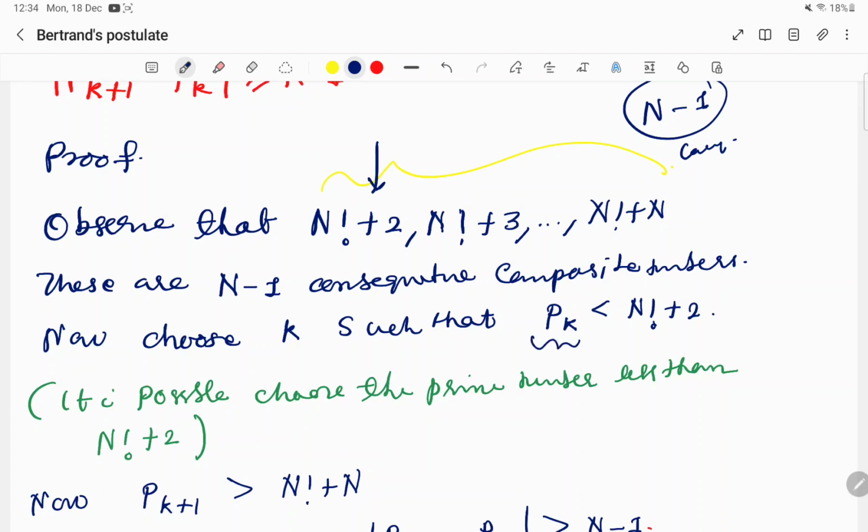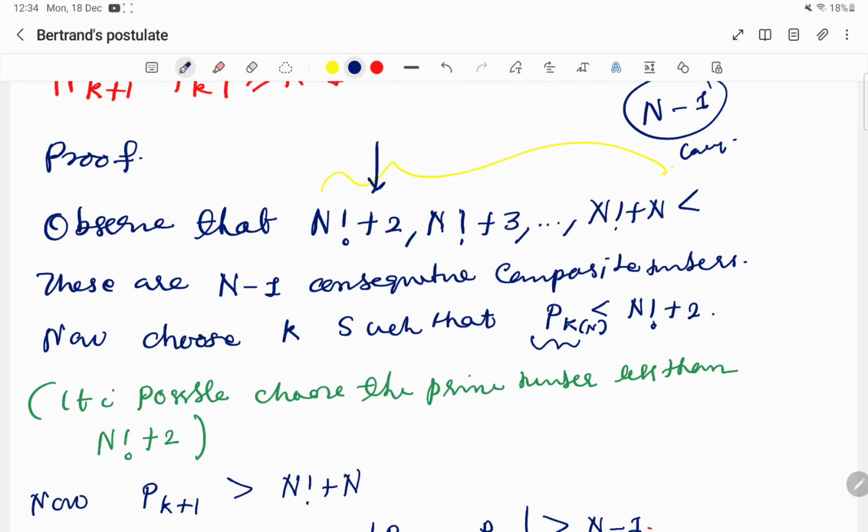This is some kth prime, I don't know what k is. Maybe it's the second prime, third prime, I don't know. It depends on n. So this k depends on n, whatever n you choose. And you choose a prime which is greater than n factorial plus n. So that would be your p k plus 1. And why is it k plus 1?